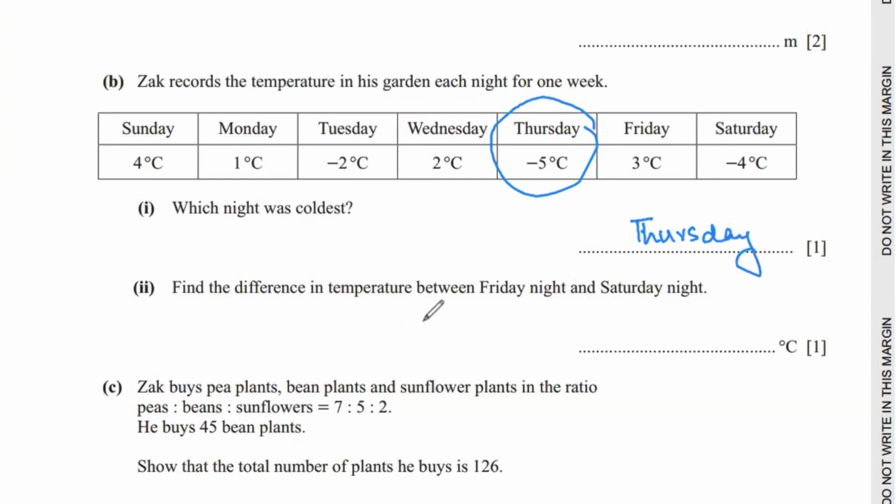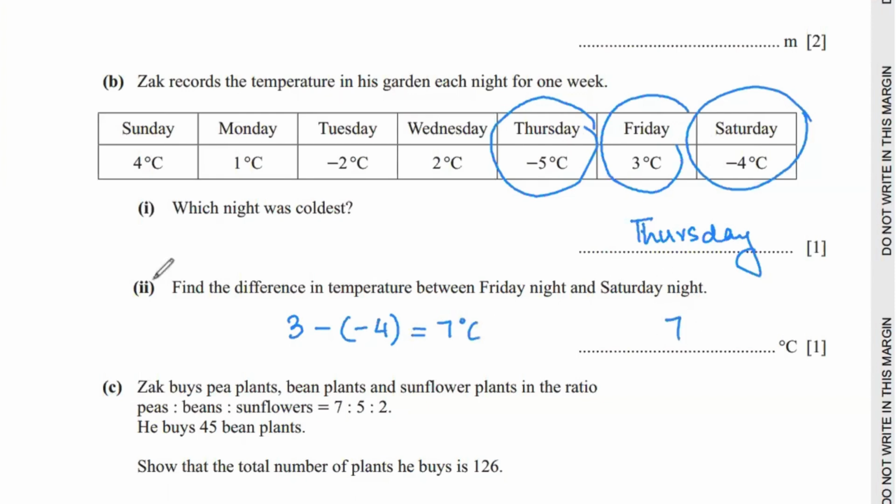Then find the difference in temperature between Friday night and Saturday night. So Friday and Saturday. That's going to be 3 minus -4. That would equal 7 degrees Celsius.